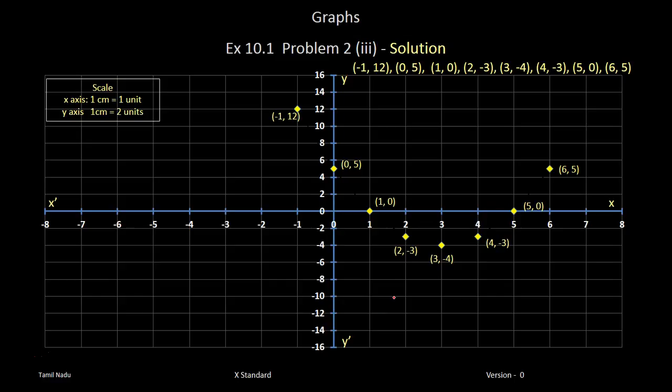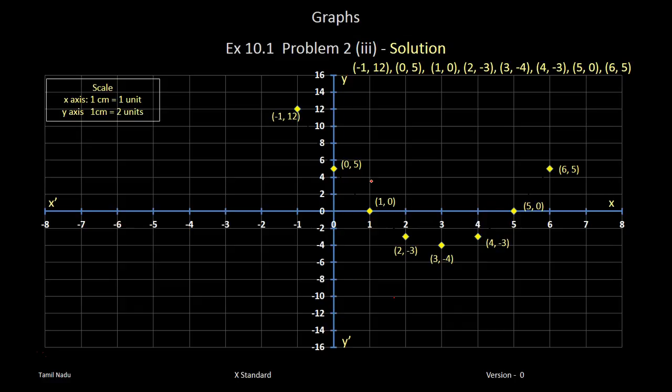Now we have the x-axis and y-axis. On the x-axis, 1 centimeter is 1 unit, right? So this is 1, 2, 3, 4. And this side is -1, -2, -3. On the y-axis, 1 centimeter is 2 units, so it will be 0, 2, 4, 6, 8, 10 and goes on. On the negative side, 0, -2, -4, -6, -8 and goes on.